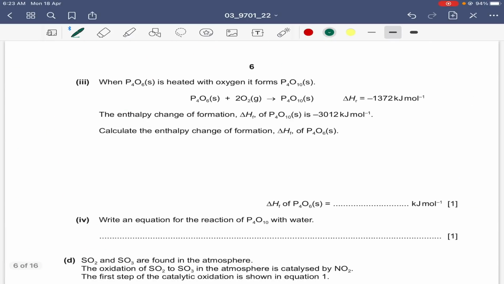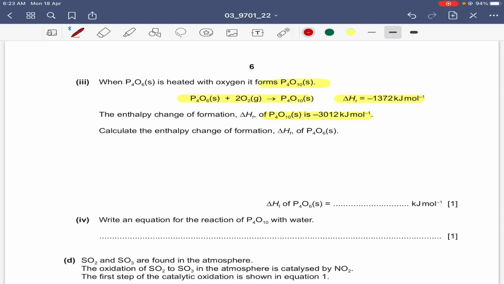All right, now the next question is related to energetics, and they're saying that when P4O6 is heated with oxygen, it forms P4O10 solid. It gets further oxidized. And here is the equation for the reaction of P4O6 with oxygen. Delta HR is given. This is -1372 kilojoules per mole. The enthalpy change of formation of P4O10 is -3012 kilojoules per mole. So now the best technique to solve these types of questions is to write down all the equations they have given you or draw a cycle, right?